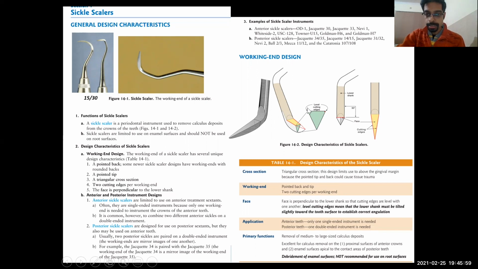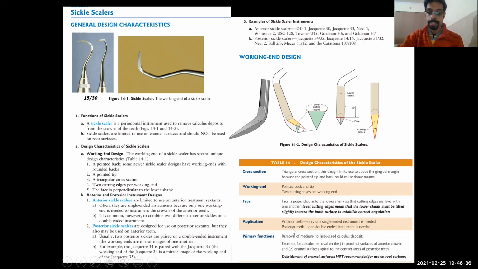Now these two are the points, this red point and the other red point. These two are the cutting edges. Another very important point to be noted is that the face of the working end, this yellow portion, is the face of the instrument. This portion is perpendicular to the shank, or the lower shank. See, this red line is the face of the instrument, which is perpendicular to the lower shank. This is how a scaler can be identified.